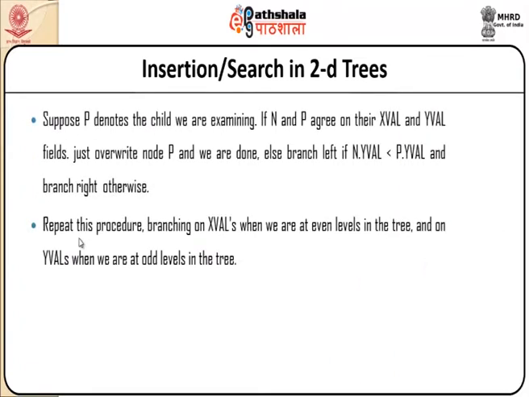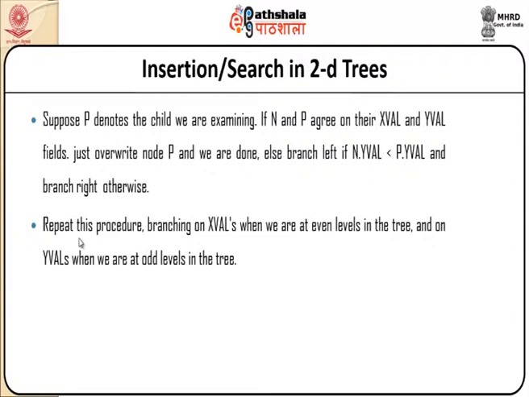Suppose p denotes the child that we are about to examine. If n and p agree on their x value and y value fields, just overwrite the node p. That is it, we are done. Else, branch it to the left if n dot y value less than p dot y value, and branch to the right if n dot y value greater than or equal to p dot y value. So, we may have to repeat the same procedure again and again.